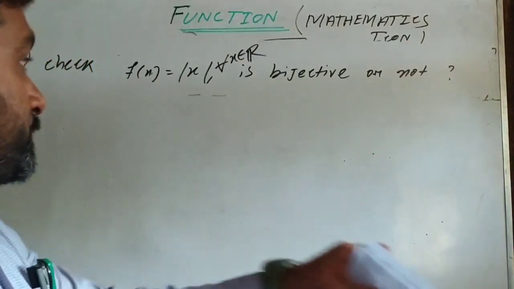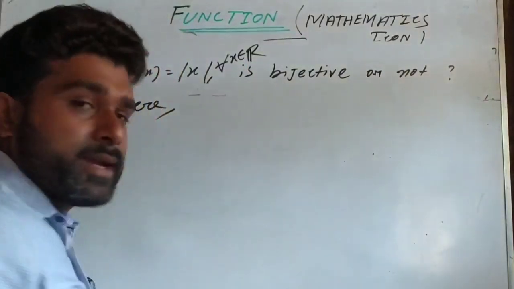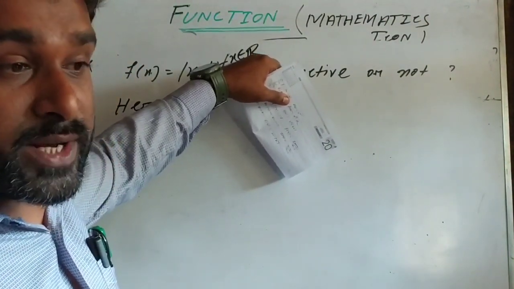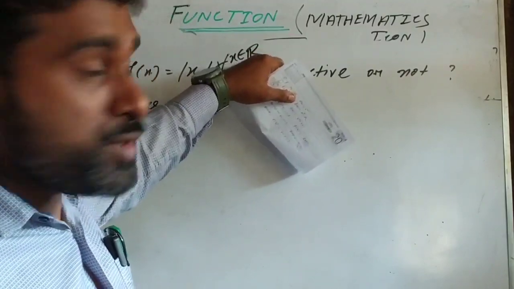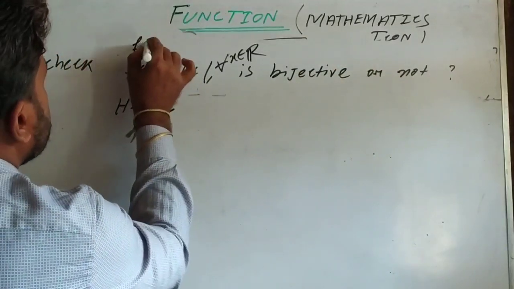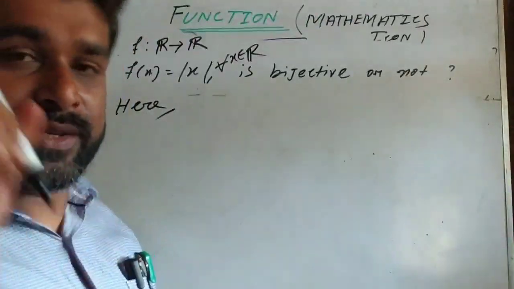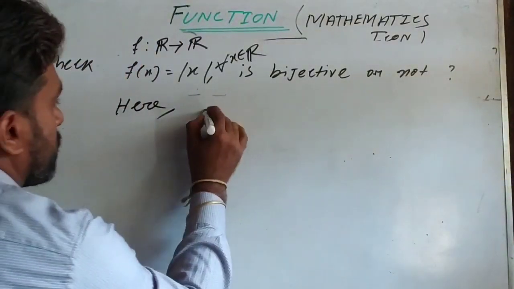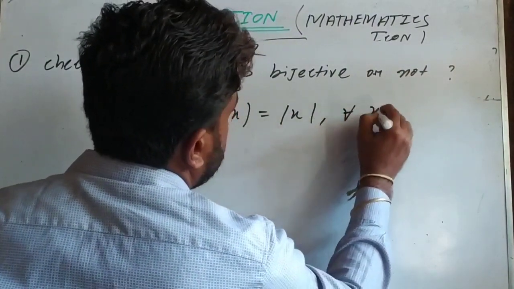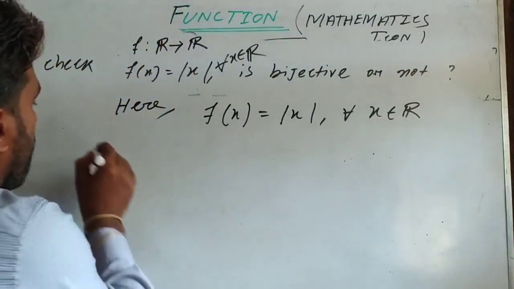So here, what is the domain set? That means what is the input set? The real number set, and obviously the output set will be the real number set as well. So this is the short form of the question. You can write the function f such that R to R. So your input set is R and output set is also R. So here f(x) = |x| for all x belongs to R. That means from the real numbers we have to choose all the input values. Now, oneness property.